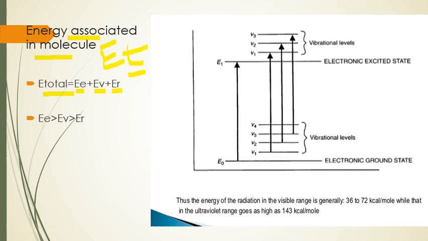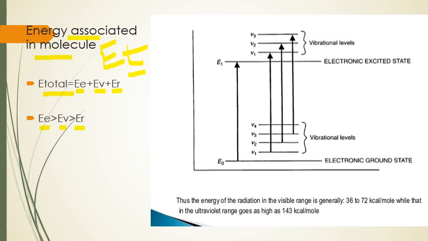ET is the translational energy, which is there in a molecule with a small change in position. So that translational energy is taken to be negligible in the study of spectroscopy. That's why the total energy of a molecule is the sum of electronic energy, vibrational energy, EV, and rotational energy. The electronic energy is greater than the vibrational energy, and vibrational energy is greater than rotational energy.